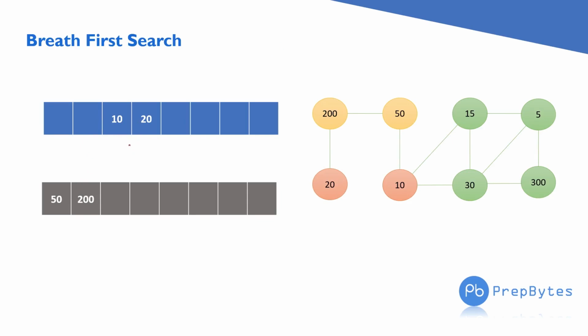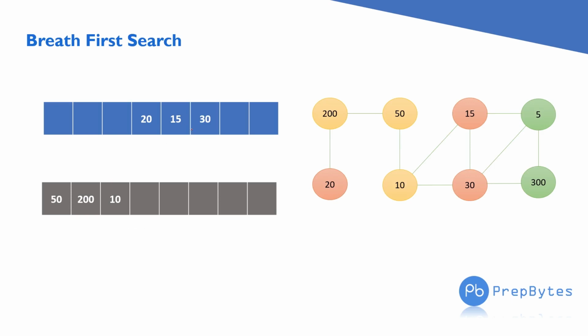Now you know what the steps are. What is the first step? Dequeue 10, print 10, add its neighbors. Who are the neighbors? 50, 15 and 30. So 50 is actually visited, so 15 and 30 will be added. Fine? Clear? This much is clear? So 10 is now dequeued, it is printed, and 15 and 30 are added.